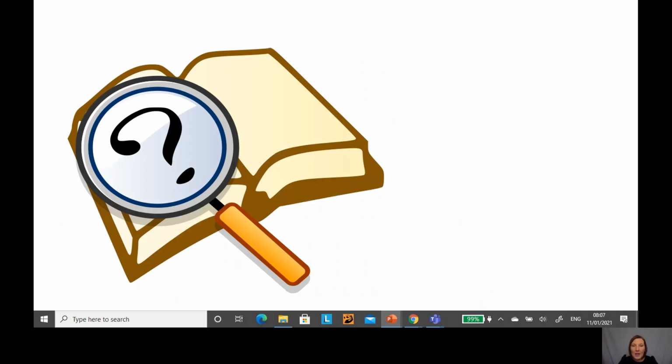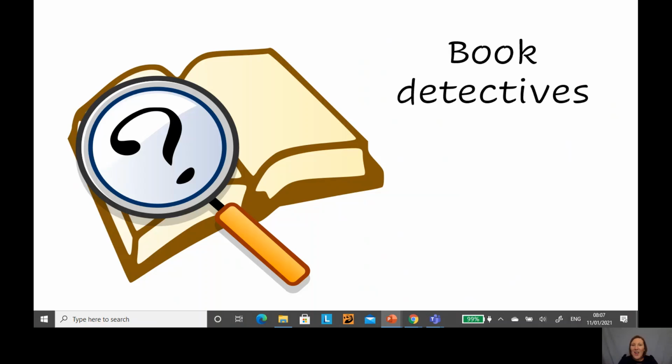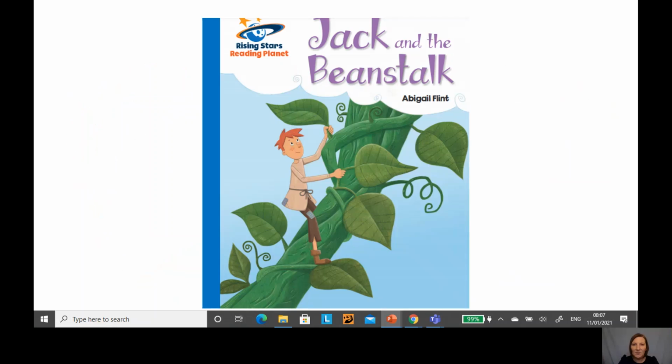Okay, today we are going to become book detectives. That means you are going to be looking in the book for lots of clues. We're going to be finding out all about a story today, but we need to look very carefully through the book to find those clues.